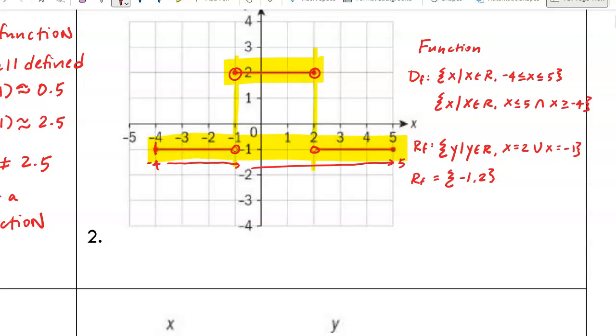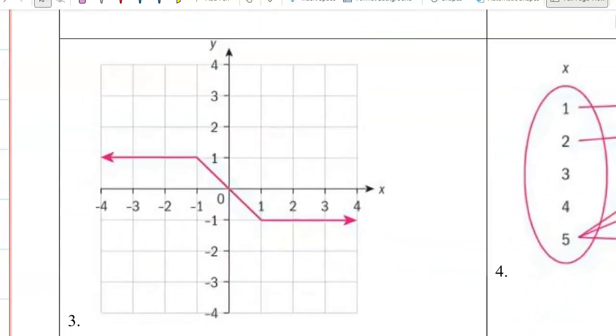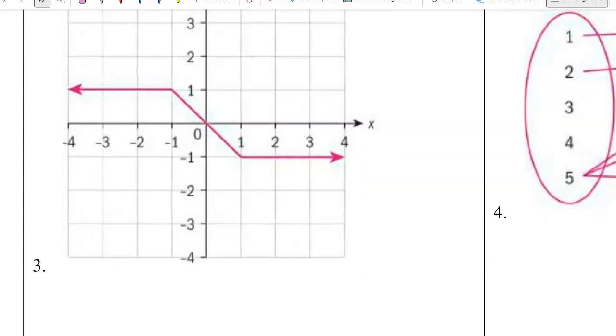Okay, good job, guys. Okay, number 3. This is definitely a function. It has what looks like an inflection point. Okay, but we're not identifying inflection points. Okay, this is definitely a function.